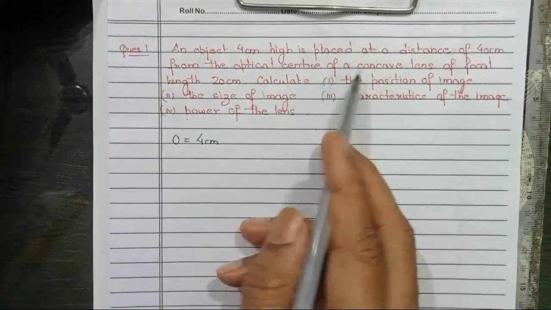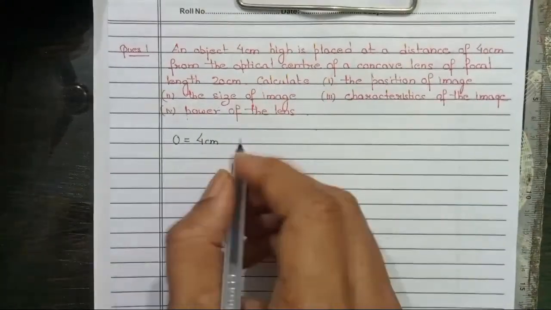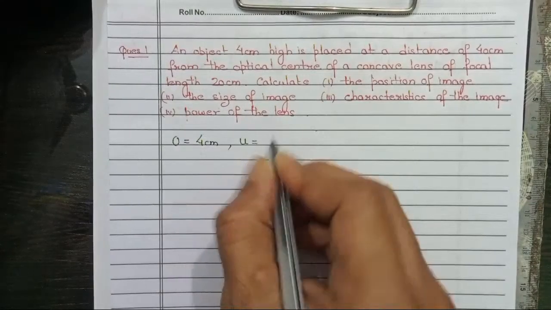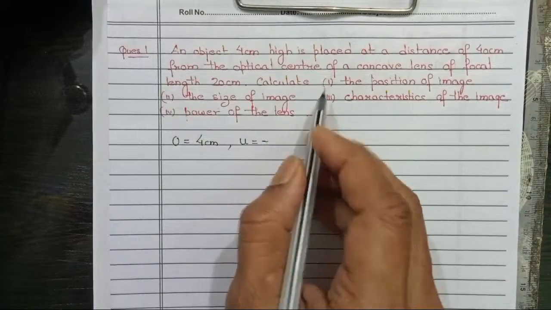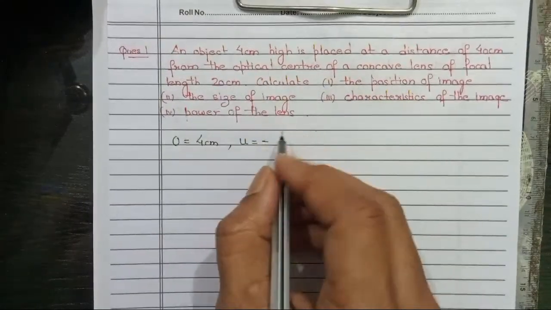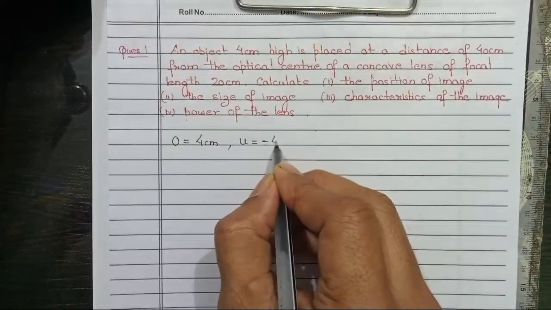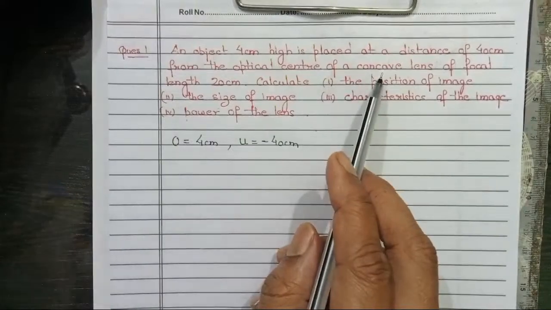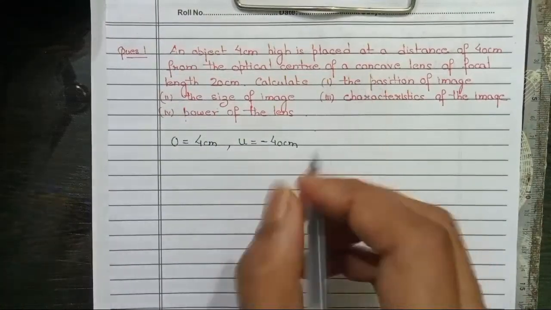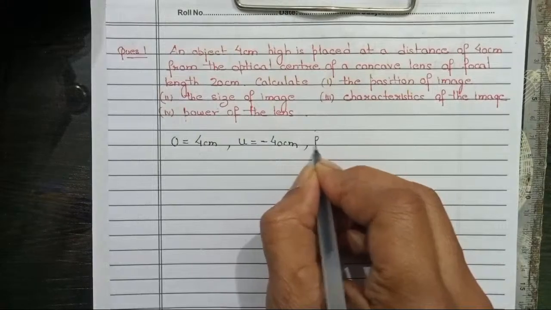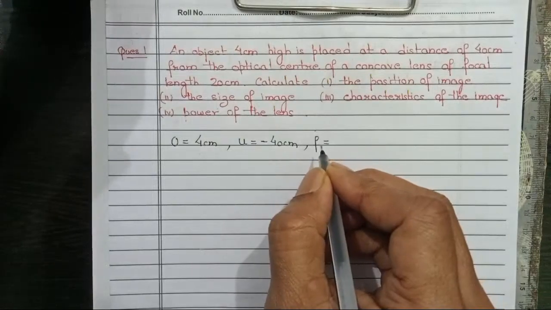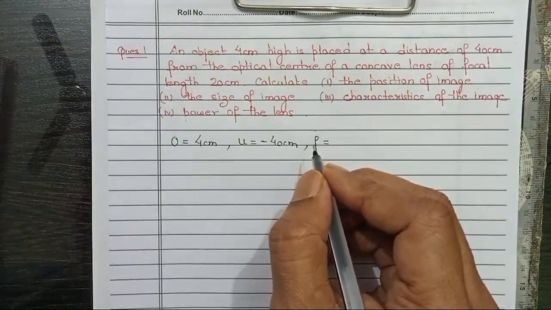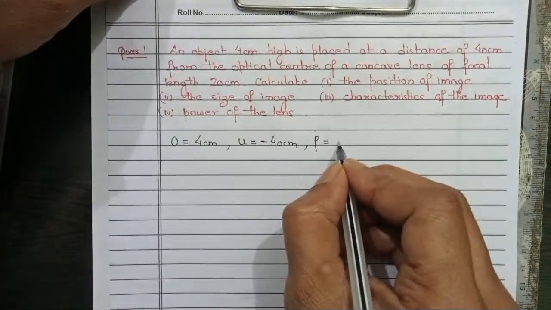And this object is placed at a distance of 40 centimeter. So that's the object distance which is represented by u. So it will be minus, u is always negative, so minus 40 from the optical center of a concave lens. Now it's a concave lens, so we are going to take the focal length as negative, minus 20.